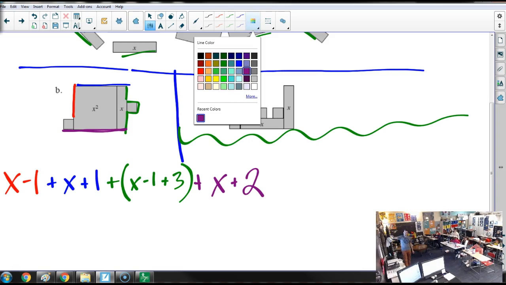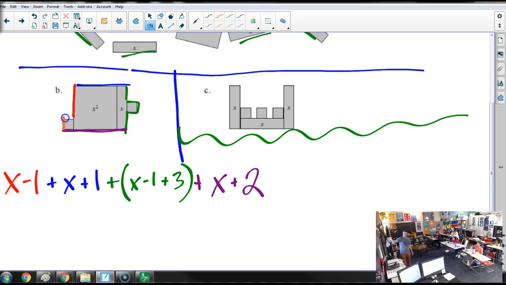And then, I don't know what color, orange. I have another this and that. So another 2.